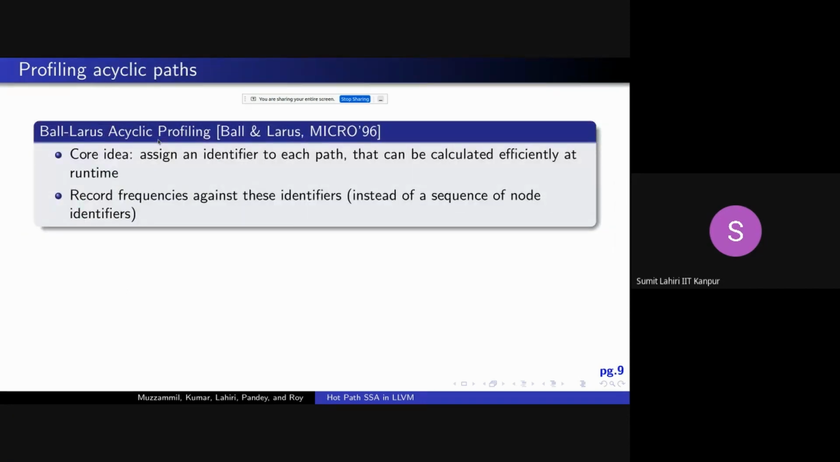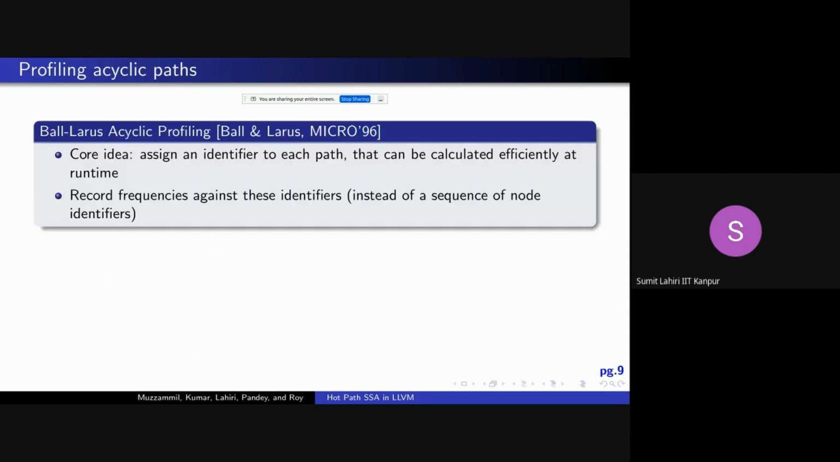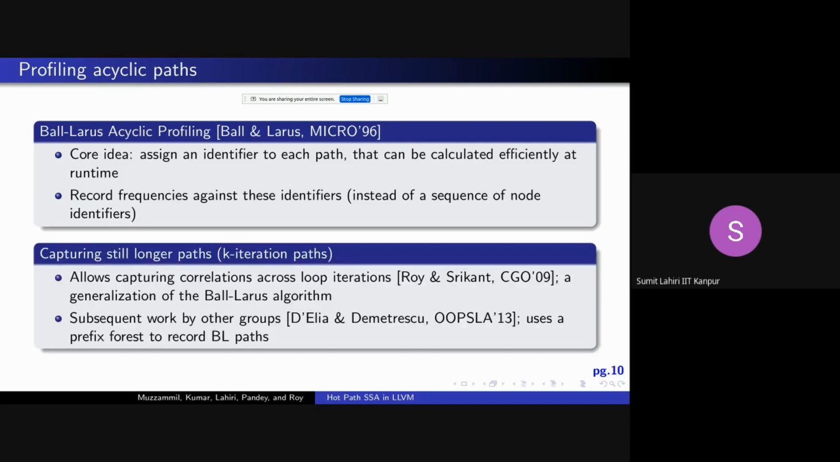In order to first generate these hot paths, we have to profile the program. We have to come up with some metrics to say what the hot paths in the program are. For HPSSA construction, we use the Ball-Larus acyclic profiling algorithm. This was published in MICRO 96. If we take it to more paths, there are other papers. These go into the details of how profiling works and how we are able to collect this hot path information.